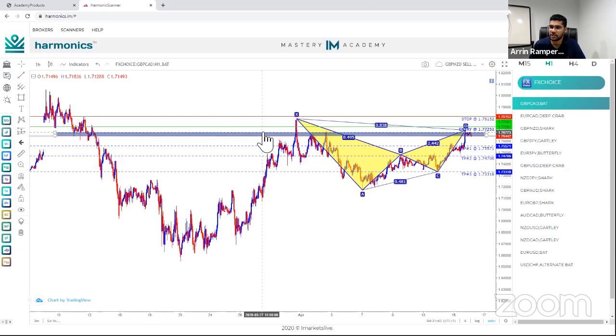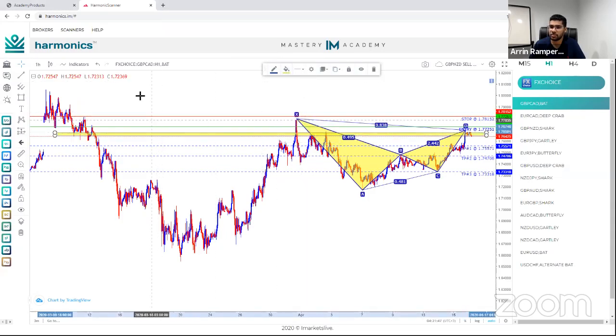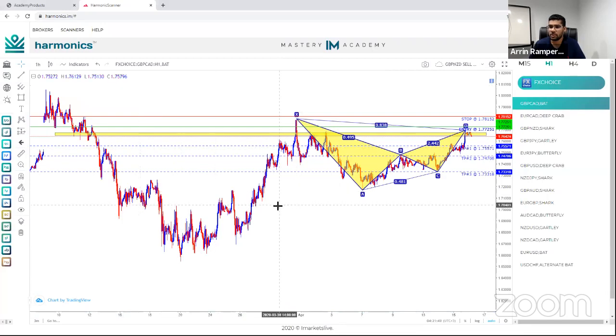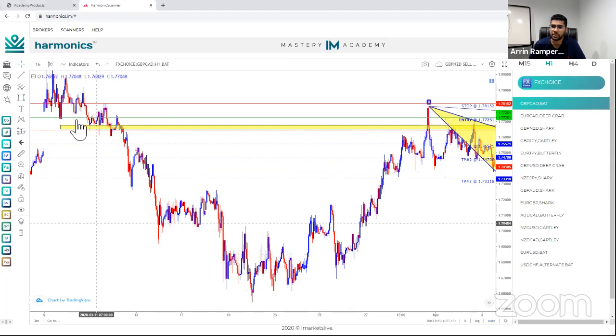So I like this particular zone right here. That's where price is now. Now, if you guys notice something, every time price gets within this zone, it goes back up. Comes down, it goes back up. Comes down, it goes back up. Gets below, it drops.